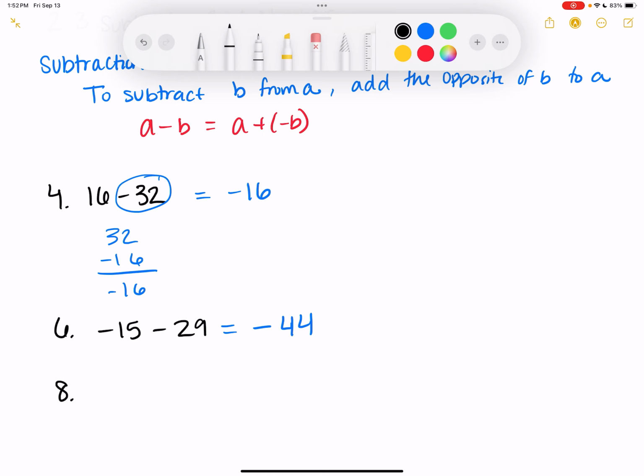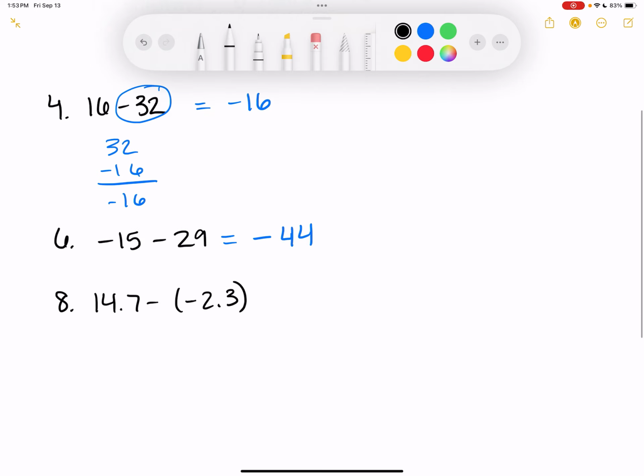Number 8. 14.7 minus a negative 2.3. When I have two negatives side by side, what does that tell me to do? Add. So this is really going to be 14.7 plus 2.3, which is what? 17.